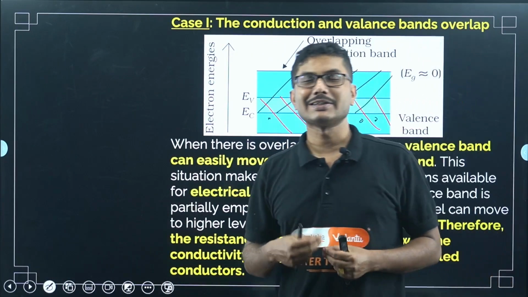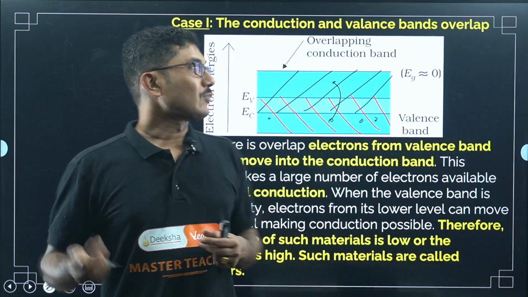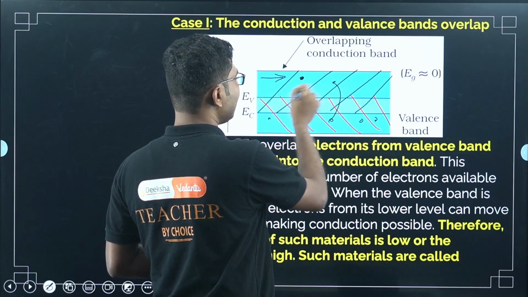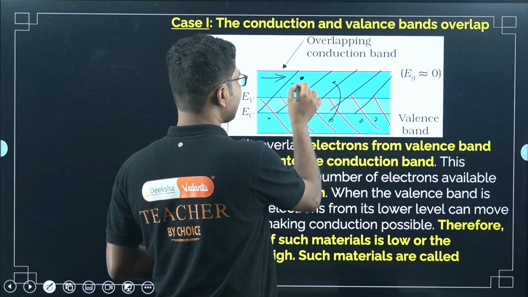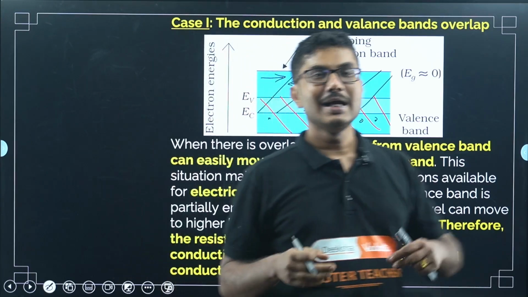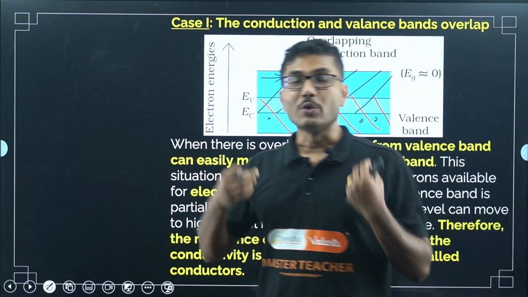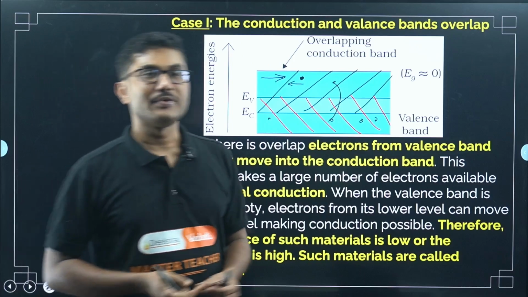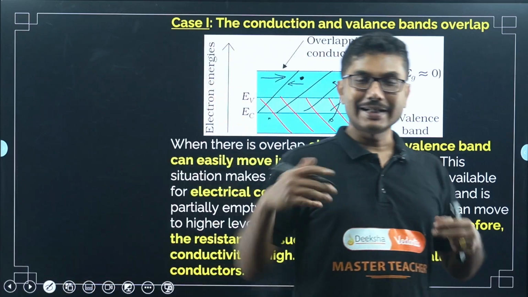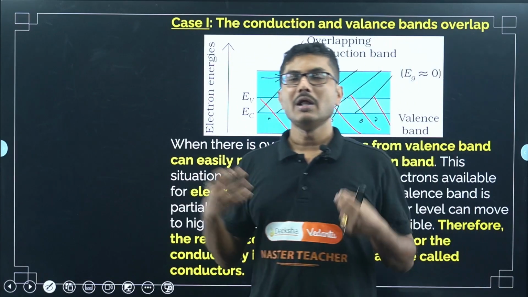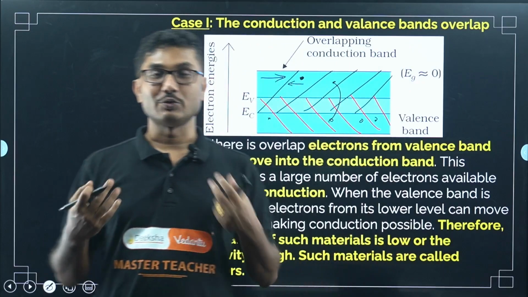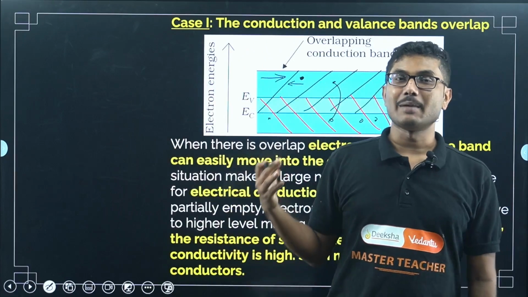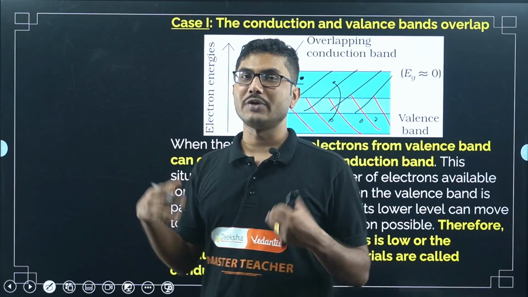Why is the conduction band important? Because an electron staying in the conduction band, if you apply an electric field, will move in the opposite direction of the electric field. That is, it can carry current. To carry current, electrons must be present in the conduction band. If there are no electrons inside the conduction band, then it will not be able to carry current. So if you remember in the chapter of current electricity, I said a metal or a conductor is a sea of electrons.